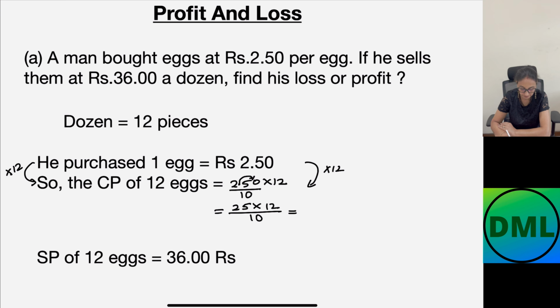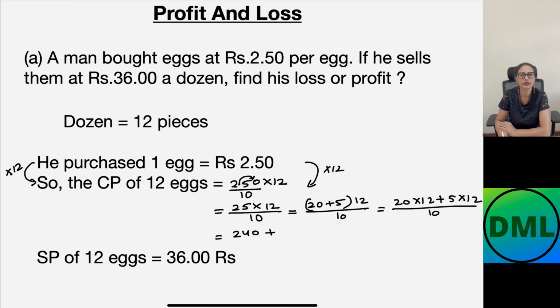How are we going to do that? We will write 25 as 20 plus 5, multiplied by 12 over 10. This will be written as 20 into 12 plus 5 into 12 over 10. 20 into 12: 12 twos are 24, so this will be 240 here, plus 5 times 12, which is 60, over 10. 240 plus 60 will give you 300 over 10. The 0 got cancelled and your answer will be 30 rupees. The cost price of 12 eggs is 30 rupees.